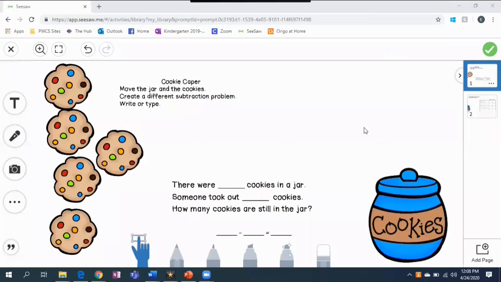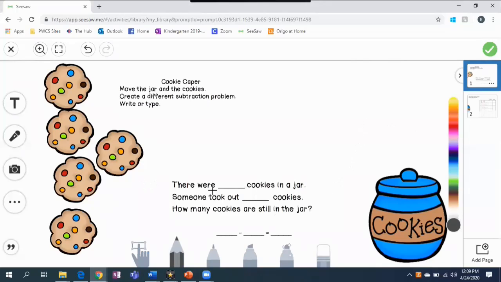Hi friends, so today we're going to work on a subtraction problem. Now we learned that subtraction is the opposite of addition. When we're doing addition, we're going to put two groups of numbers together. When we do subtraction, we're going to take a group of numbers away from a bigger number, okay? So today we're going to work with cookies and a cookie jar, all right? Now we're going to do a story problem together, okay?